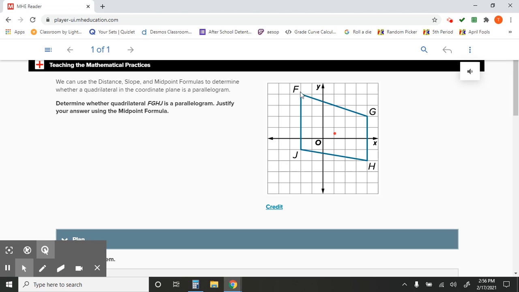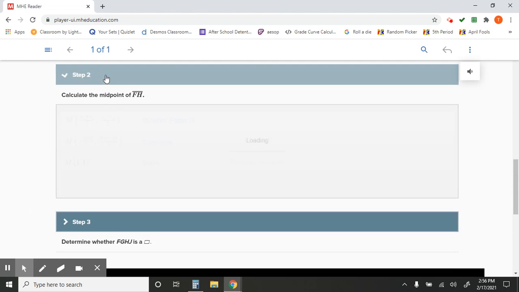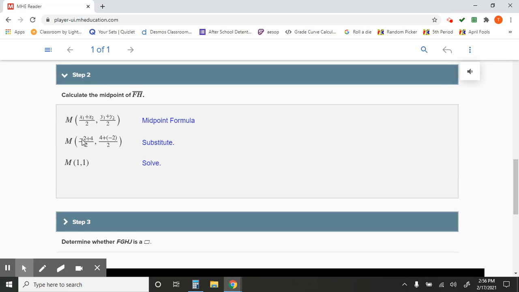Then we're going to find the midpoint between F and H. F is at the point (-2, 4), and H is at the point (4, -2). And when we find that midpoint, it comes out to be the point (1, 1).